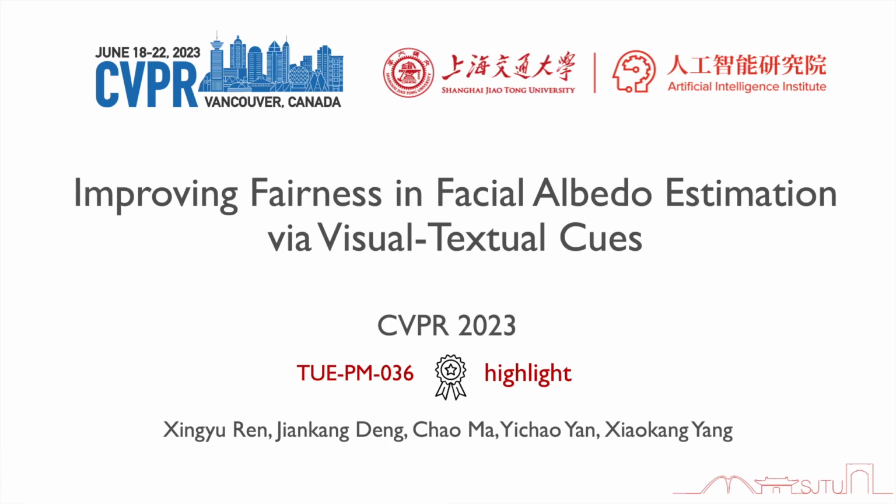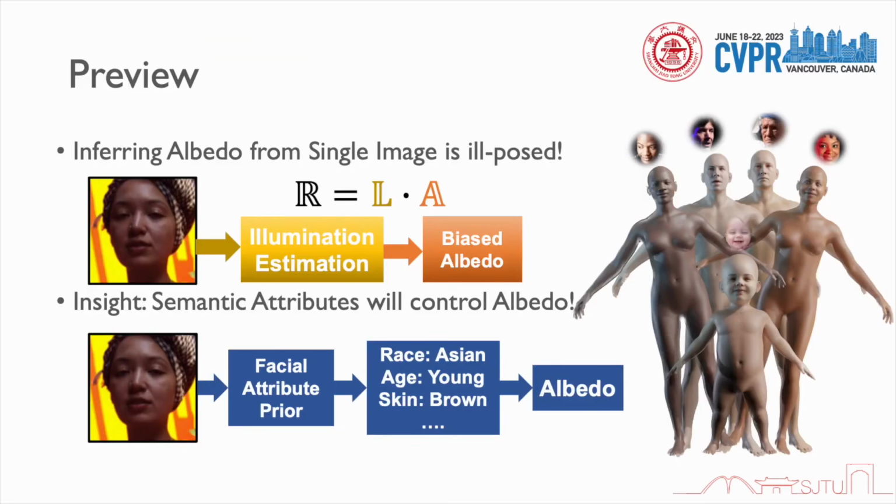Given posed RGB images, we present a method for improving fairness in facial albedo estimation via visual textual cues. Recent 3D face reconstruction methods have made significant advances in geometry prediction, yet further cosmetic improvements are limited by lagged albedo because inferring albedo from appearance is an ill-posed problem.